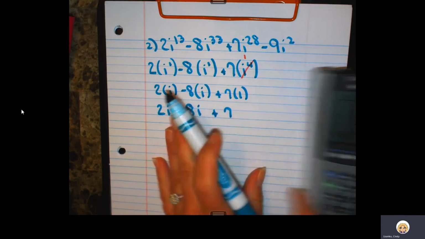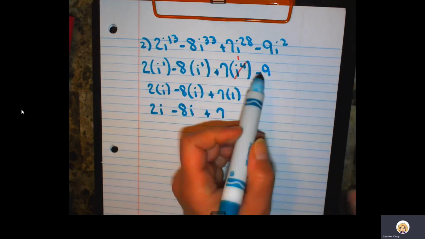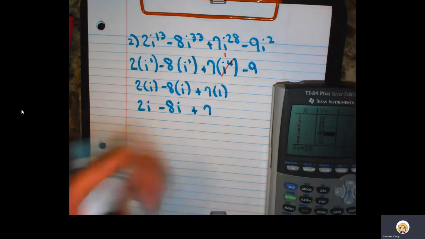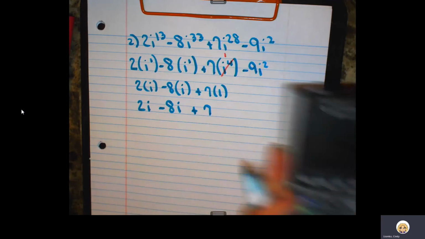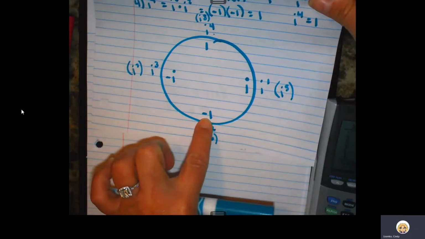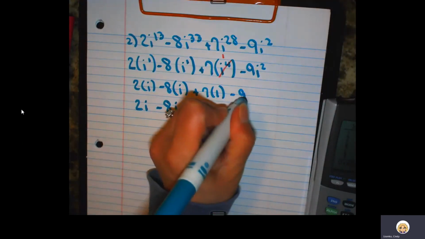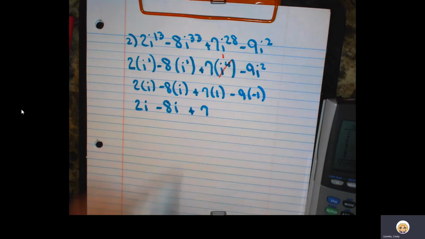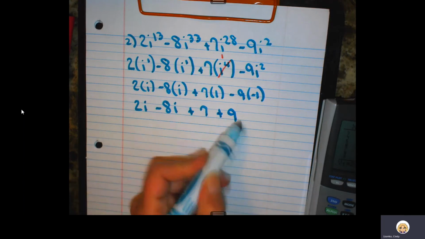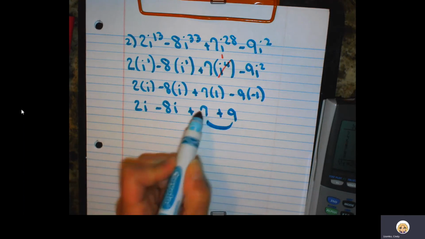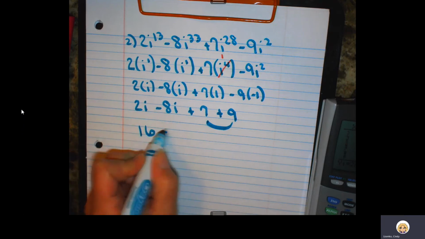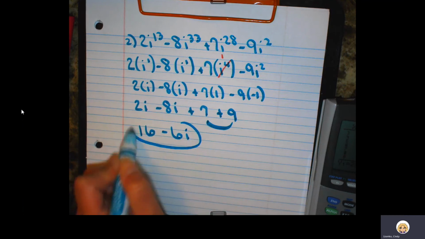Moving to this one, I'm going to bring down the 9 with the minus sign. I can't take out a multiple of 4 here because this is not higher than 4. So I'm just going to bring this down. Now I can change it. According to my clock, i squared is negative 1. So this is going to be the same as 9 times negative 1. Negative 9 times negative 1 is a positive 9. So now I have my expression that I can combine. So if I combine my numbers, 7 plus 9 is 16, so we have 16. 2 minus 8 is negative 6, so we have minus 6i. There is our simplified answer.